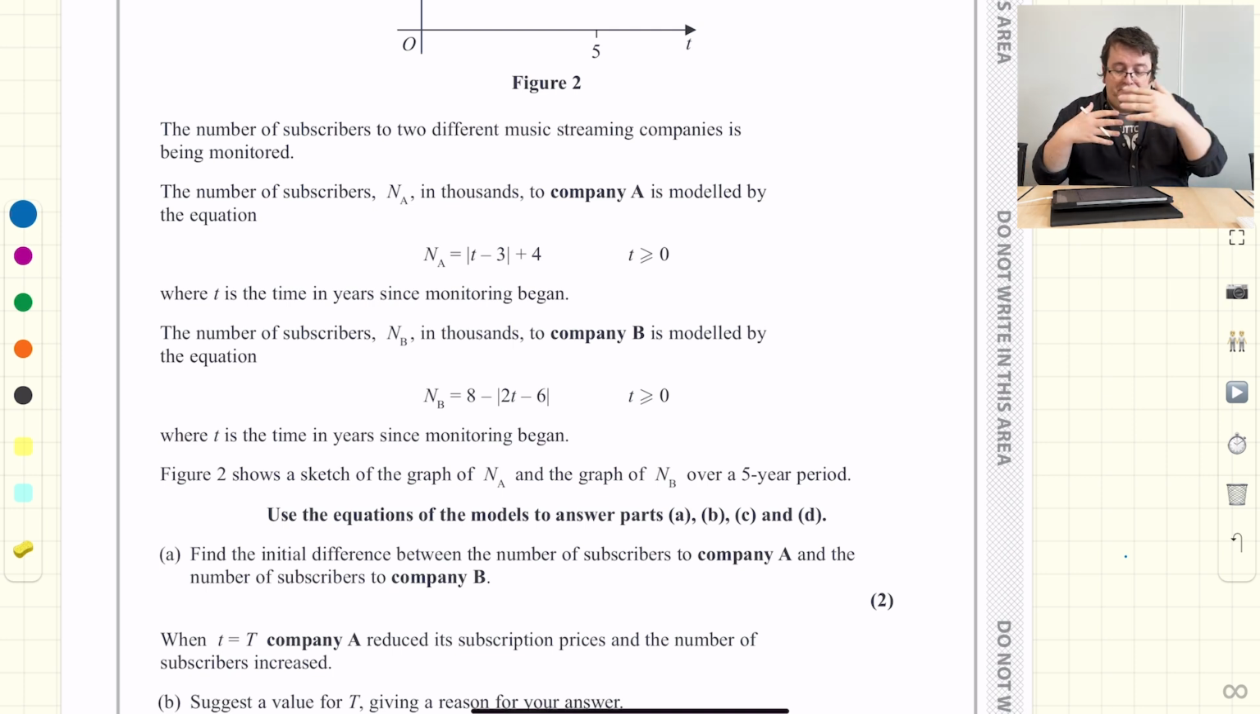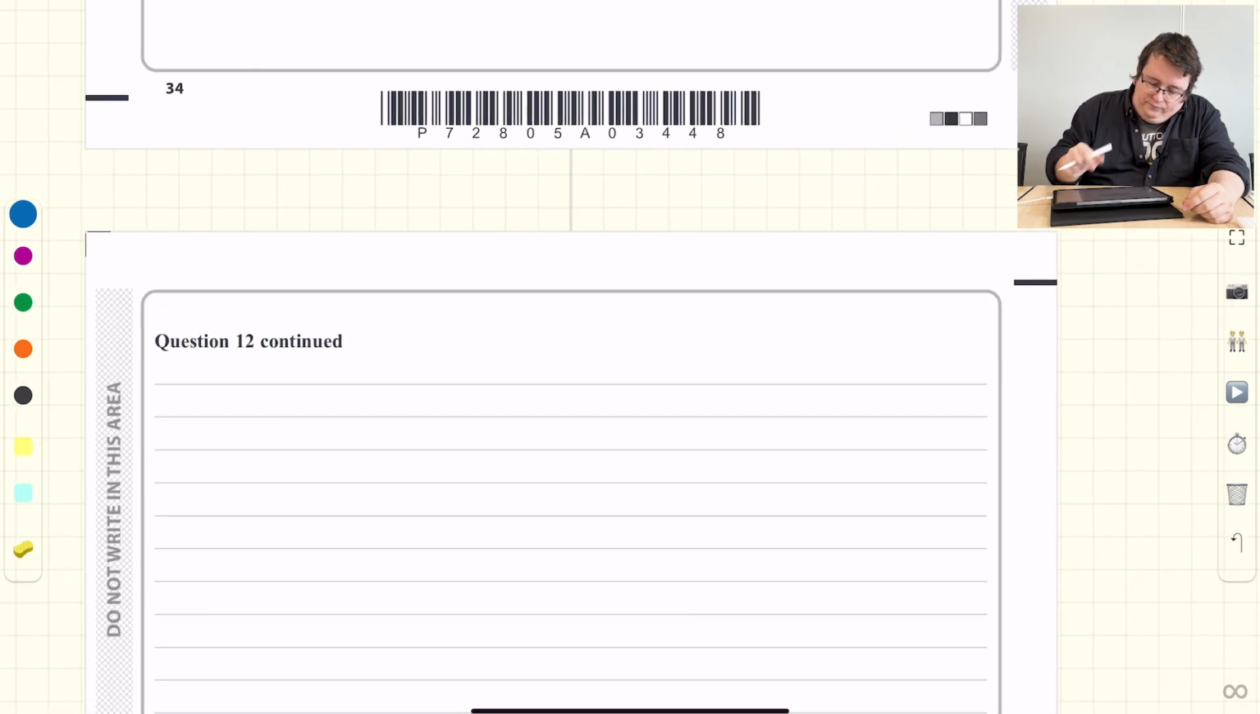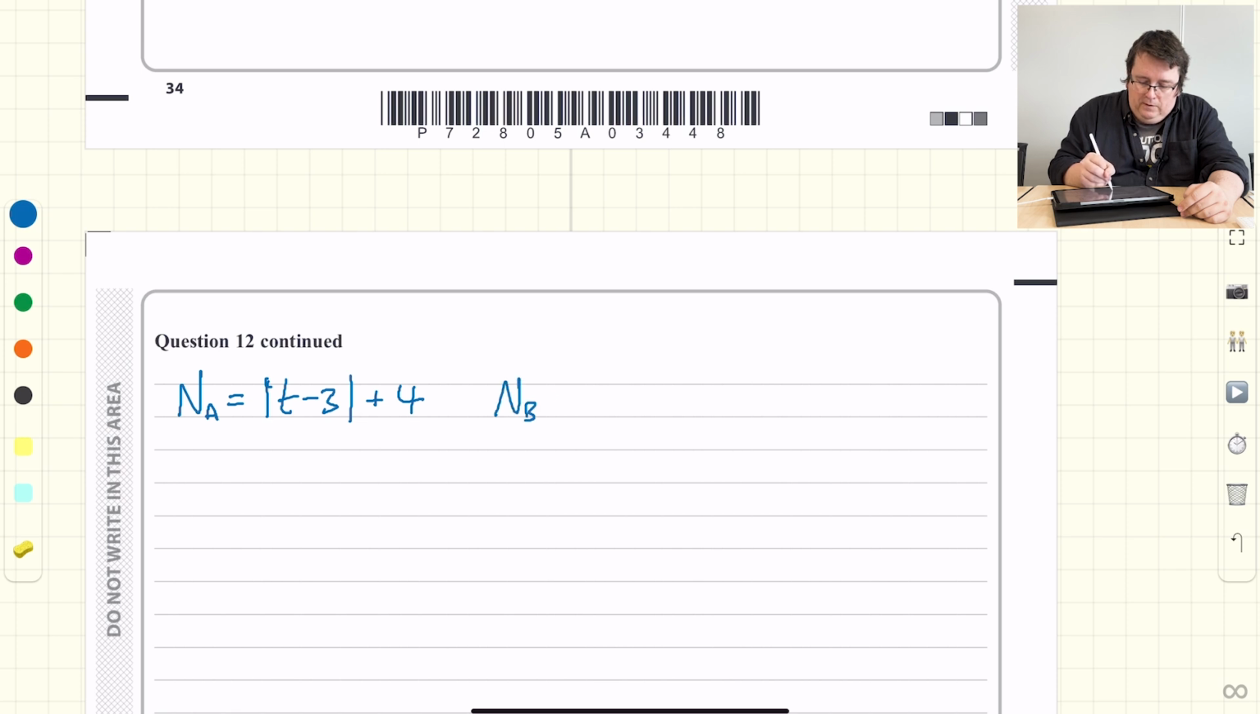Right, well, once again, Edexcel has filled up the page, so I'm going to have to go over to the other page and keep flipping back and forth. So part A, first of all, I'm going to rewrite the equations. So NA was the modulus of T take away 3, plus 4. And NB was 8 take away the modulus of 2T take away 6.